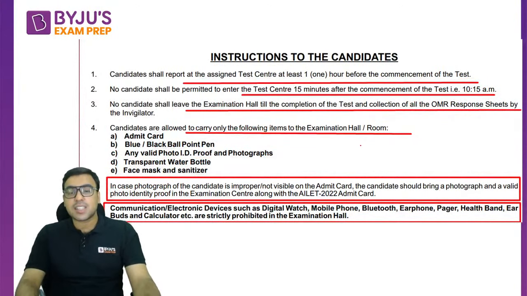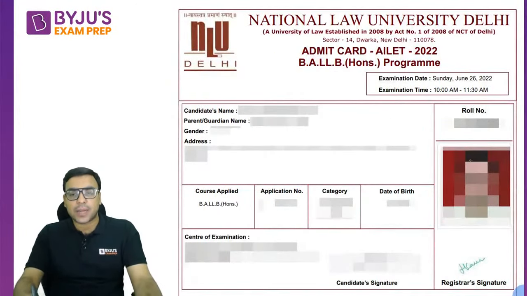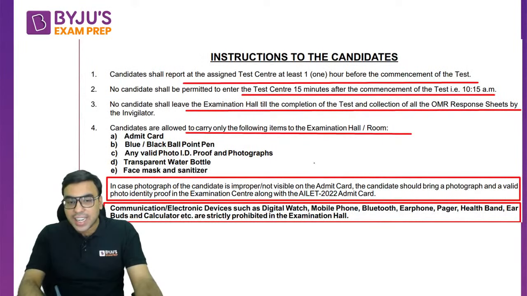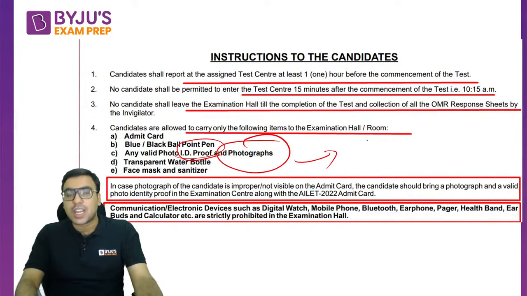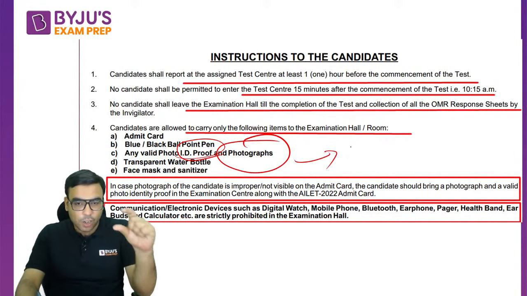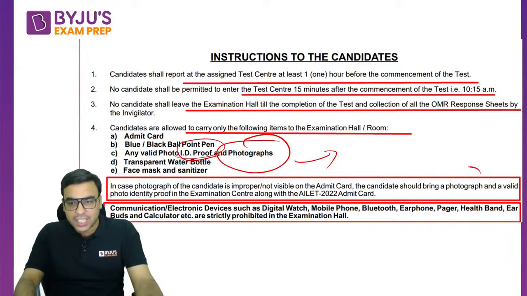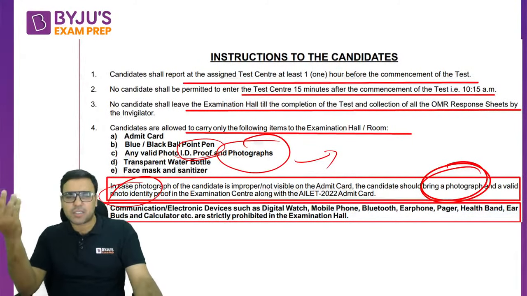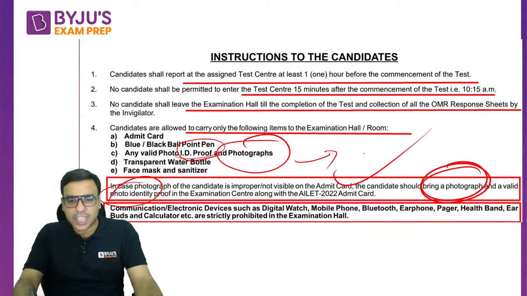The next is some people have problem in photos. Let's say you got this admit card and your photo is not clear. In that case, take the original ID card, any original ID, and take the photograph also. Print out photo, hard copy photograph with you. So it's written, take a photograph and a valid photo ID card, like let's say you have PAN card, Aadhaar card, whatever you have, and all. Okay, take this.